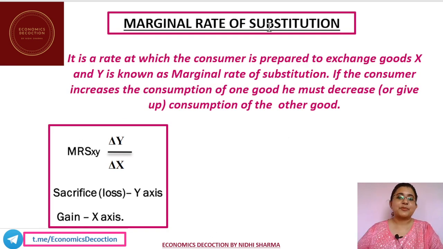Now, the concept of marginal rate of substitution, which I was talking about just a few minutes back. So what is marginal rate of substitution? It is the rate at which the consumer is prepared to exchange good X and good Y. If the consumer increases the consumption of one good, he must decrease or give up the consumption of the other good. So the IC approach is based upon the concept of marginal rate of substitution. The idea of marginal rate of substitution leads to a downward sloping, convex shape of the indifference curve.